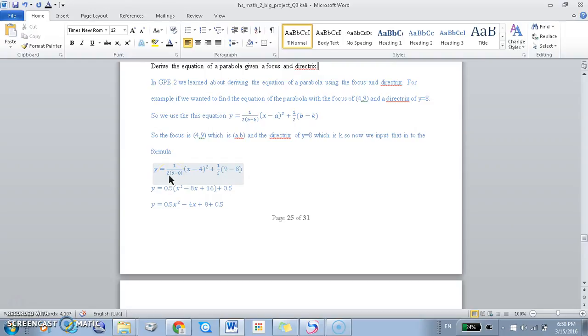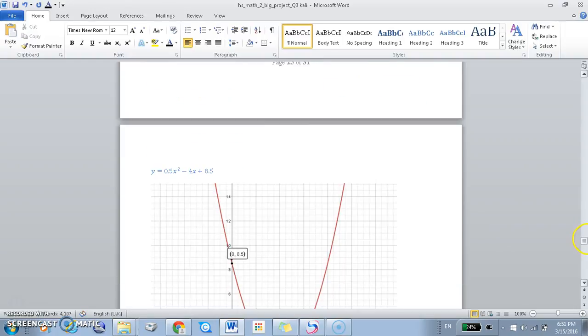So then 1 over 2 will be 0.5, and then we solve this one, and then we multiply 0.5 with each of these, so with this, this, and this, and then after we get the value, we add what we already did here, which is 9 minus 8, which is 1, and then we multiply it by 2, so it'll be 1 over 2, and it'll be 0.5, so 8 plus 0.5, and the equation of the parabola will be 0.5x squared minus 4x plus 8.5.